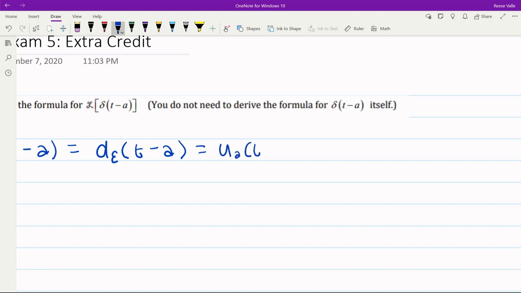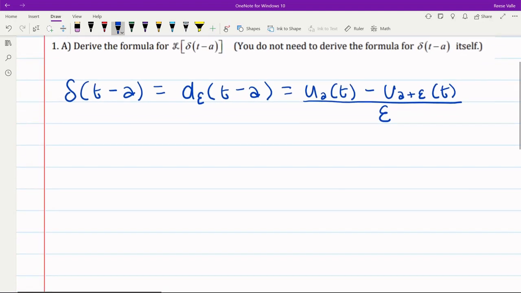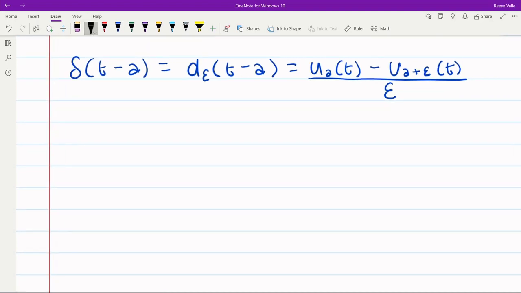u sub a of t minus u sub a plus epsilon of t, all over epsilon. And so the graph, just to give you a more intuitive sense, should look something like this. I'll make it in red. It's 0 until a, and then it stops at a plus epsilon, and then it becomes 0 again. This right here is just 1 over epsilon.